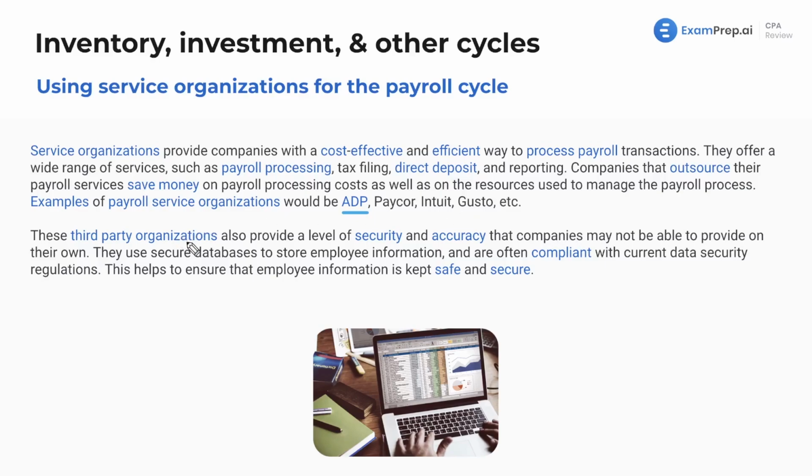These third party organizations also provide a level of security and accuracy that companies may not be able to provide on their own. They use secure databases to store employee information and are often compliant with current data security regulations and helps to ensure that information is safe and secure. Specialization is the way the world's going. Everyone becomes super specialized at one thing. So these companies become super specialized at maintaining, managing the regulations for payroll, all of.